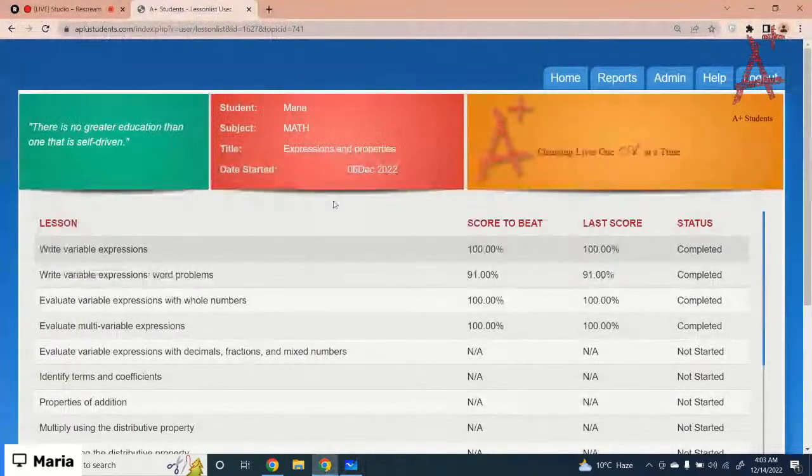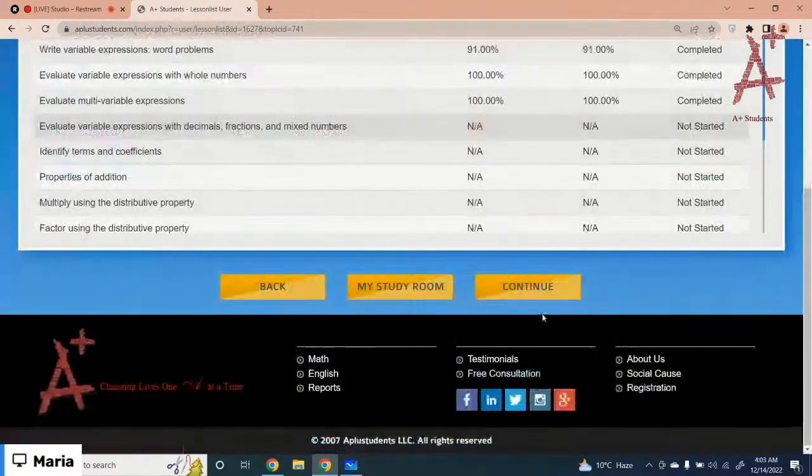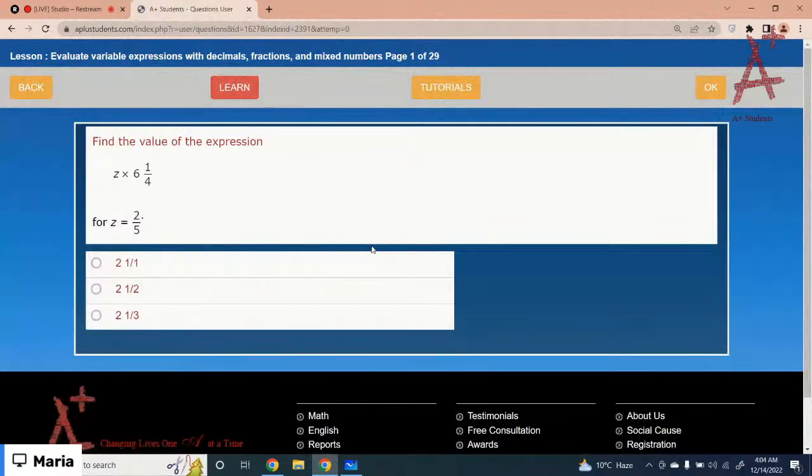Okay, here I am on grade 6 maths. The chapter name is expressions and properties. And here is the lesson evaluate variable expressions with decimals, fractions, and mixed numbers. So let's start with the lesson. Okay, let's start with the test questions. Find the value of the expression z times 6 whole 1 by 4 for z equals 2 by 5. Got it? You are given the value of z and the expression. You have to replace the z with the value and solve the expression. Got it? So let me just write it down on the board.